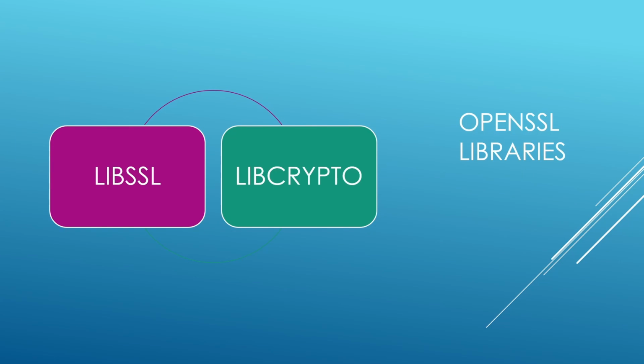There are 2 important libraries in OpenSSL: LIBSSL and LIBCRYPTO. LibSSL is used by OpenSSL to perform SSL TLS related operations. LibSSL is dependent on libcrypto. libcrypto is used by OpenSSL to perform cryptographic operations such as encryption, signing, hashing, and key agreement.